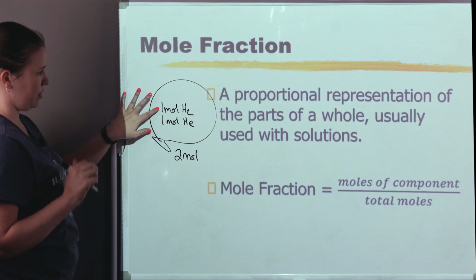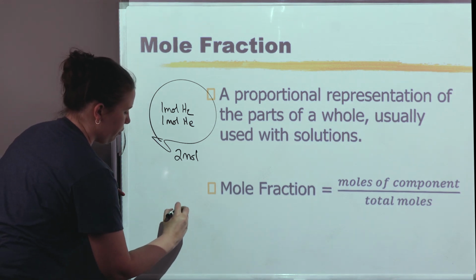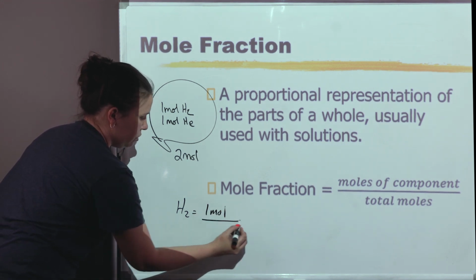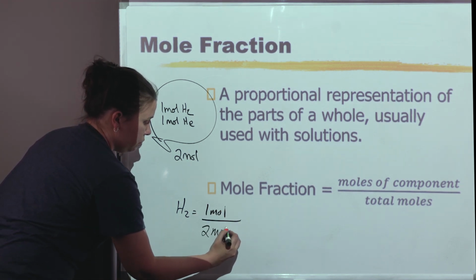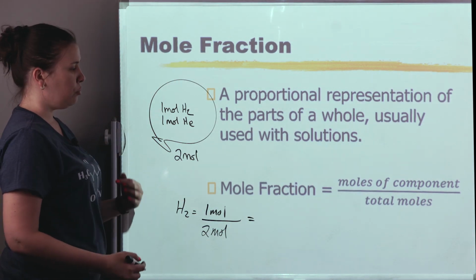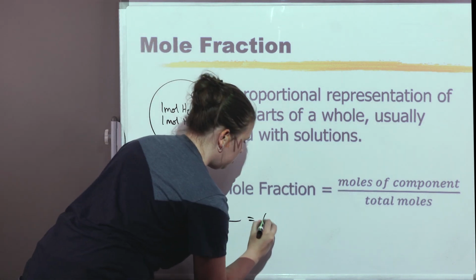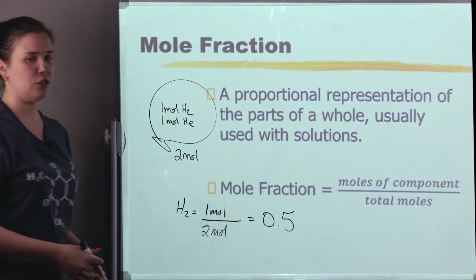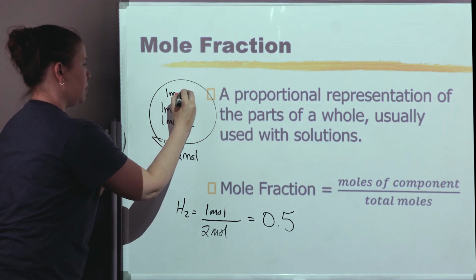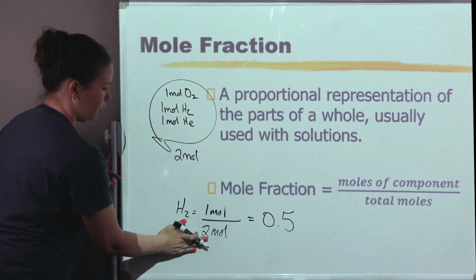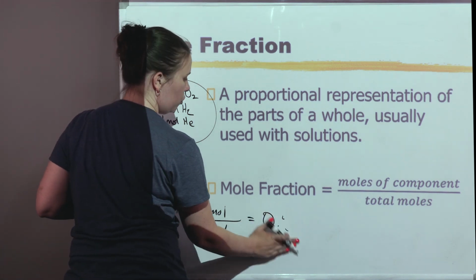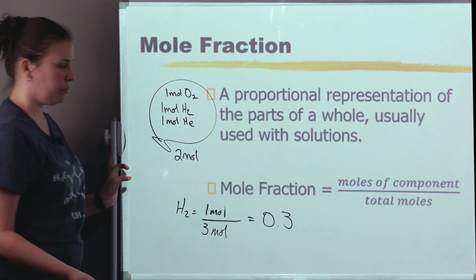So here's how I would do it for this example. Let's say I want to find the mole fraction for the hydrogen, which would just be 1 part hydrogen divided by the 2 total moles in the whole balloon. So that would be a mole fraction of a half, right? Mole fractions are actually represented in decimals. So the mole fraction should actually be 0.5. If I added a third mole, let's say I also have a mole of oxygen gas in here, then I would be dividing by 3 total moles. And so my mole fraction would be 0.3.